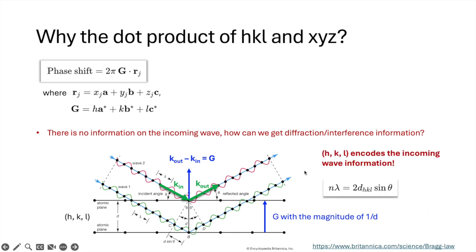If diffraction happens, the scenario has to satisfy the Bragg equation. And in the Bragg equation, n lambda equals 2d sin theta, so wavelength information and the interplanar spacing information are connected. This is why the wavelength of the incoming wave is already built into the HKL information.